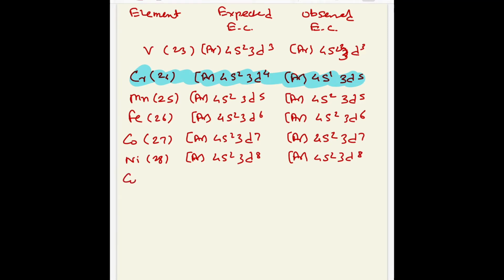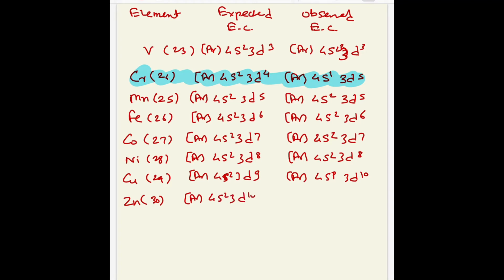Next is copper, atomic number 29. The expected electronic configuration is 4s2 3d9, but the observed electronic configuration is a little bit different, 4s1 3d10. The last element is zinc, atomic number 30, and its electronic configuration is 4s2 3d10, observed 4s2 3d10. So copper and chromium show anomalous electronic configuration.